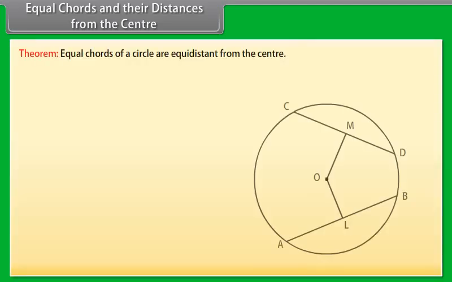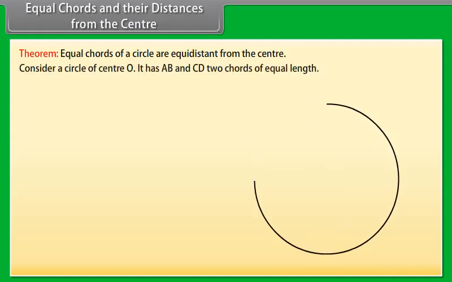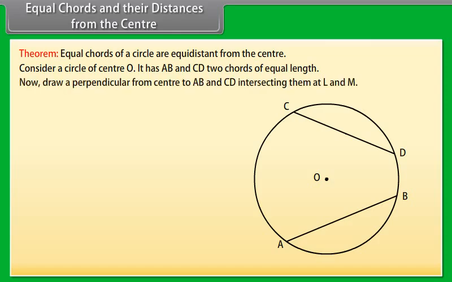Equal chords and their distances from the center. Theorem. Equal chords of a circle are equidistant from the center. Let us prove this. Consider a circle of center O. It has AB and CD, two chords of equal length. Now draw a perpendicular from the center to AB and CD, intersecting them at L and M. So we have to prove that OL is equal to OM. Join OB and OD.